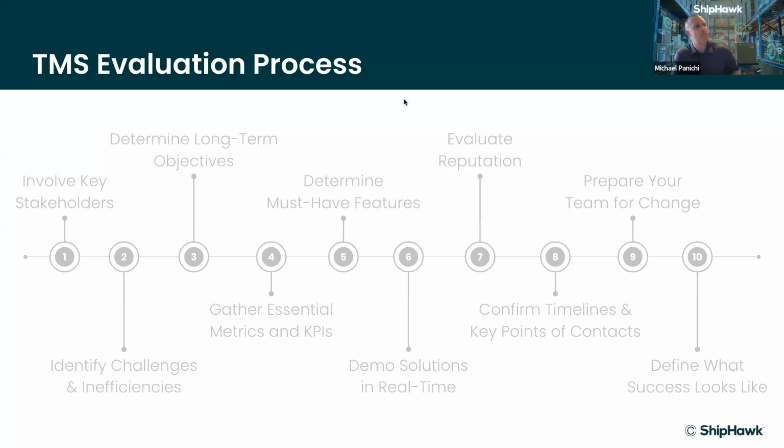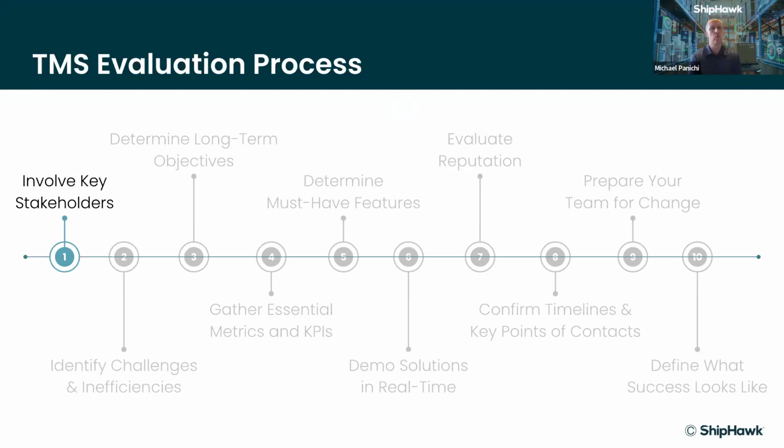So going through the TMS evaluation process for a moment, we're talking high level stuff right now. What you folks can see on the screen is that there are about 10 different stages that we've identified, all of which are extremely important, all of which serve different purposes.